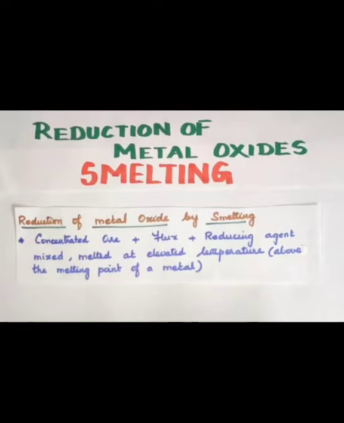For example, let's see the smelting of iron ore. The concentrated iron ore is mixed with CaCO3, which acts as a flux, and coke, which acts as a reducing agent.